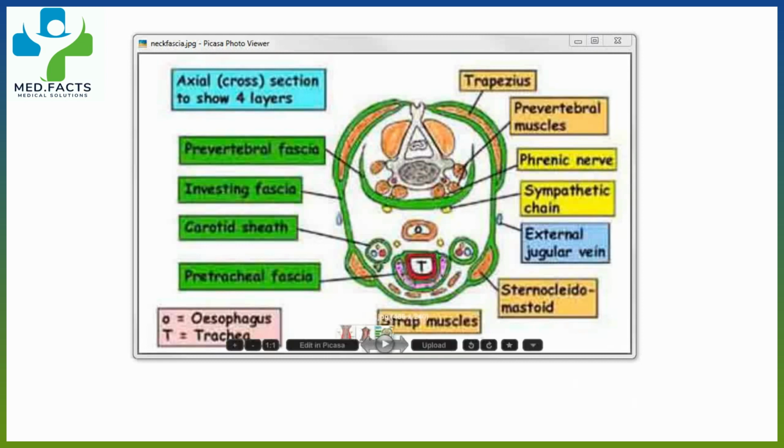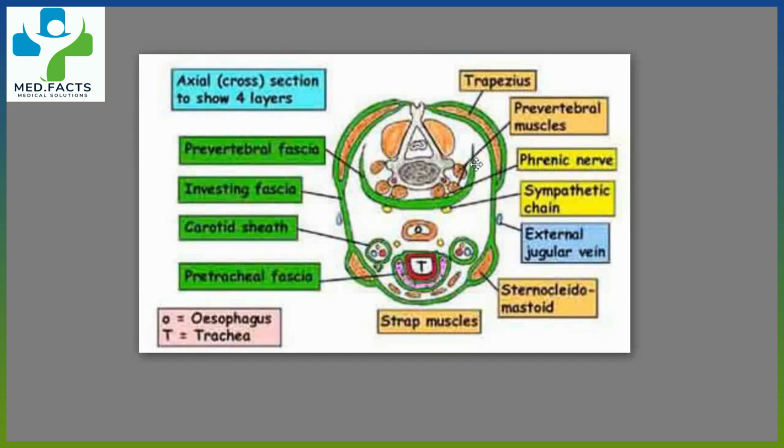So just to quickly recap, you've got superficial and deep fascia. Superficial fascia runs outside the deep fascia and encloses the platysma muscle, and then the deep fascia has four sort of compartments. You've got the investing layer, which surrounds the entire neck and encapsulates the trapezius muscle and the sternocleidomastoid muscle. You've got the carotid sheath, which contains the common carotid artery, the internal jugular vein and the vagus nerve.